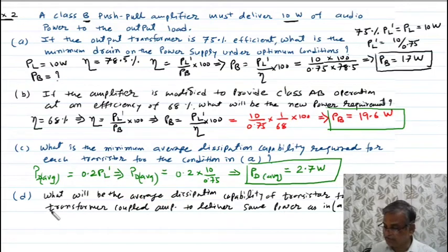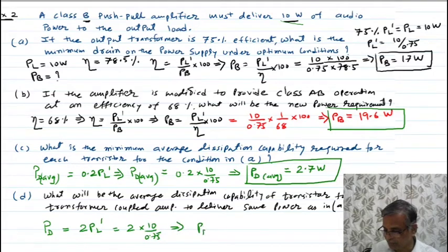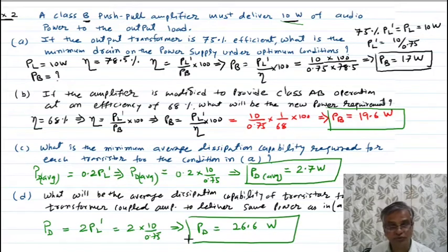What will be the average power dissipation capability of a transistor for a transformer coupled amplifier to deliver the same power? So if you want to deliver this power with a transformer coupled amplifier, then PD of a transformer coupled amplifier is given by 2 PL dash. So 2 multiplied by 10 upon 0.75. So from this, it is 26.6 watt. So it is better to use class B operation, so your transistor power dissipation capacity is low and also low power is required.